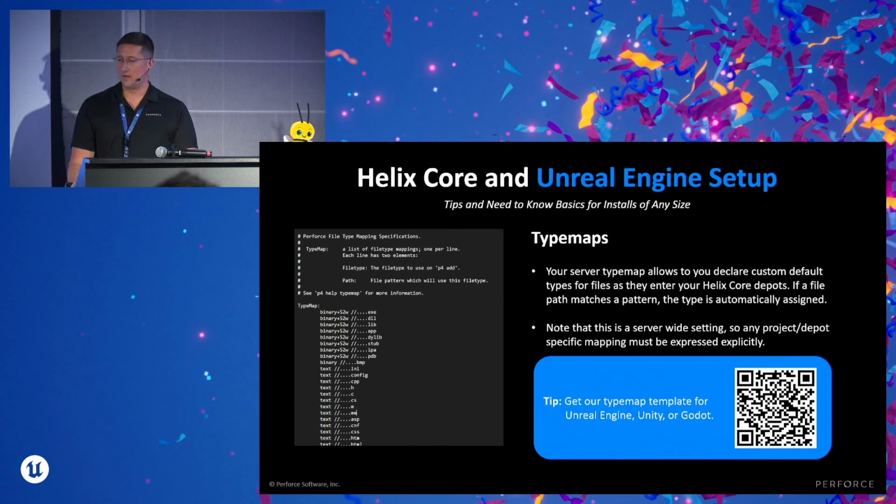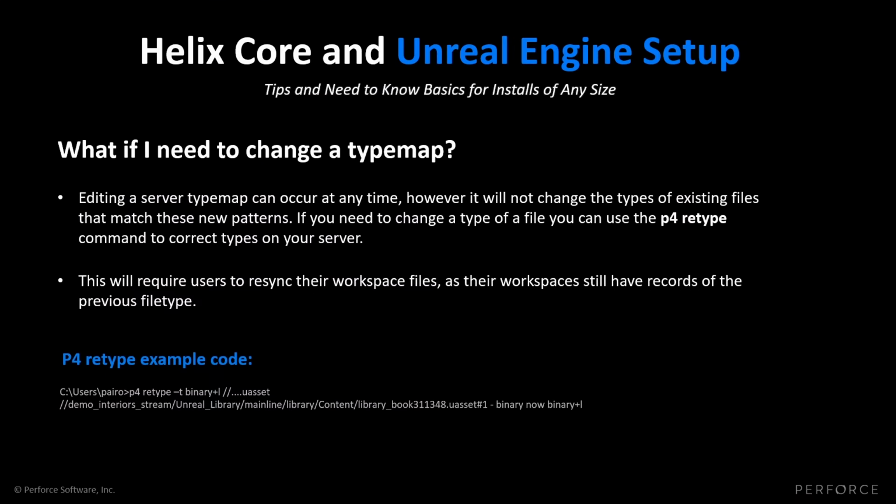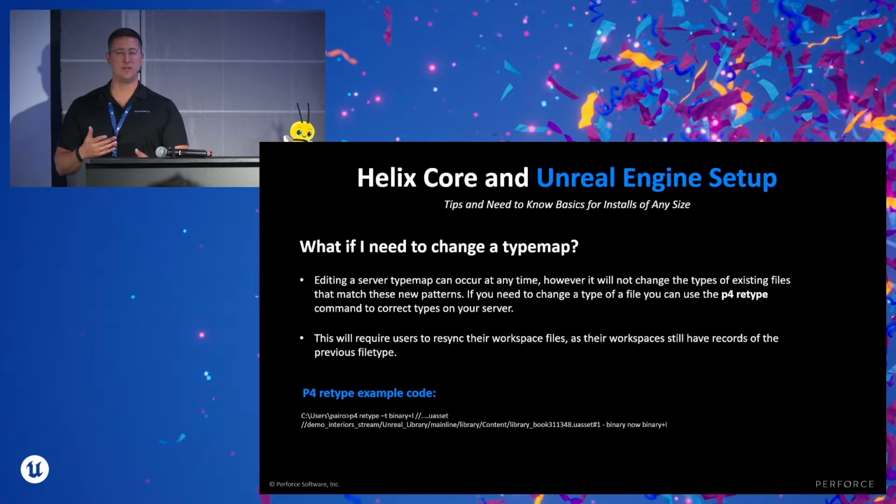But what if I started adding data to my Helix Core server before I had my type map defined? You can at any point edit this type map and change how the server behaves with files, but it will only change how it behaves from that point on. Any new assets that match that pattern will get the new type. It doesn't change file types for anything that's already in place, which can leave you in a weird spot where any old files are binary and any new ones are binary plus L, and we really want to make sure that they're plus L.